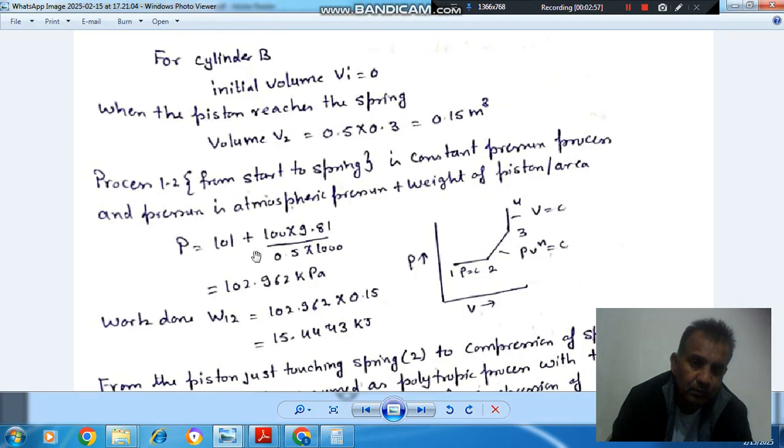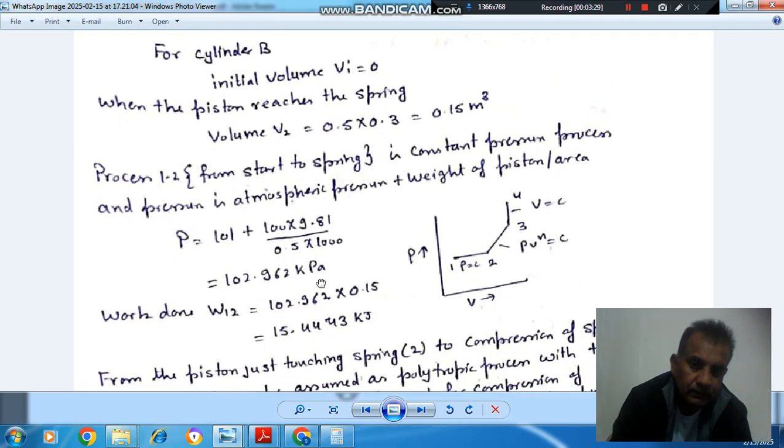And this constant pressure is atmospheric pressure plus the pressure due to the weight of the piston. The mass of the piston is given as 100 kg, so the weight is 100 into 9.81, divided by the area 0.5. This will be in pascal, so converting to kilopascal by dividing by 1000, it will be 102.962 kPa. So up to the spring the pressure will remain the same, 102.962 kPa.